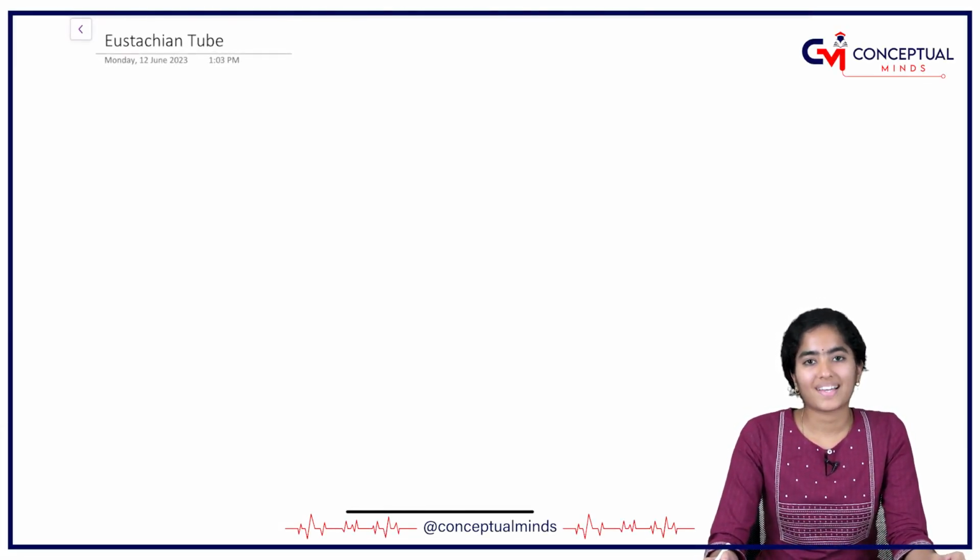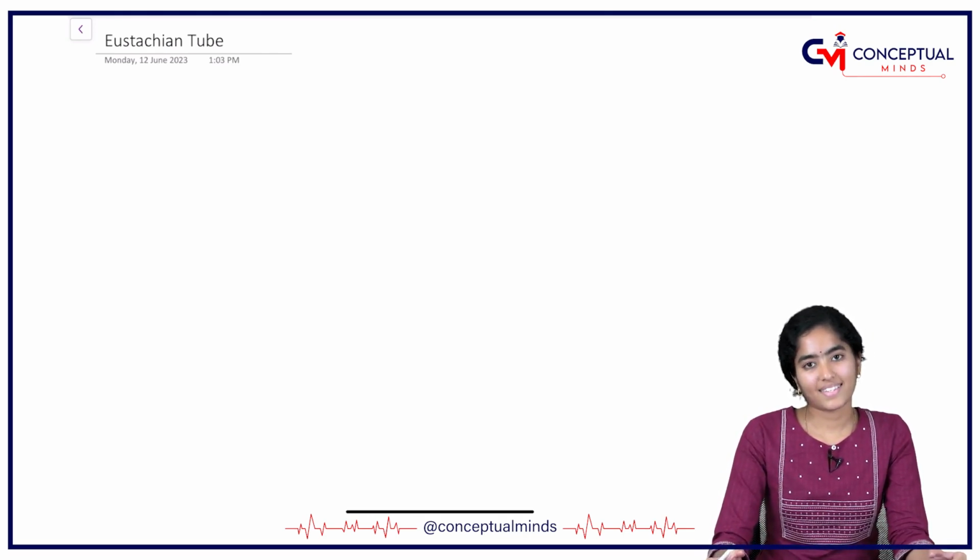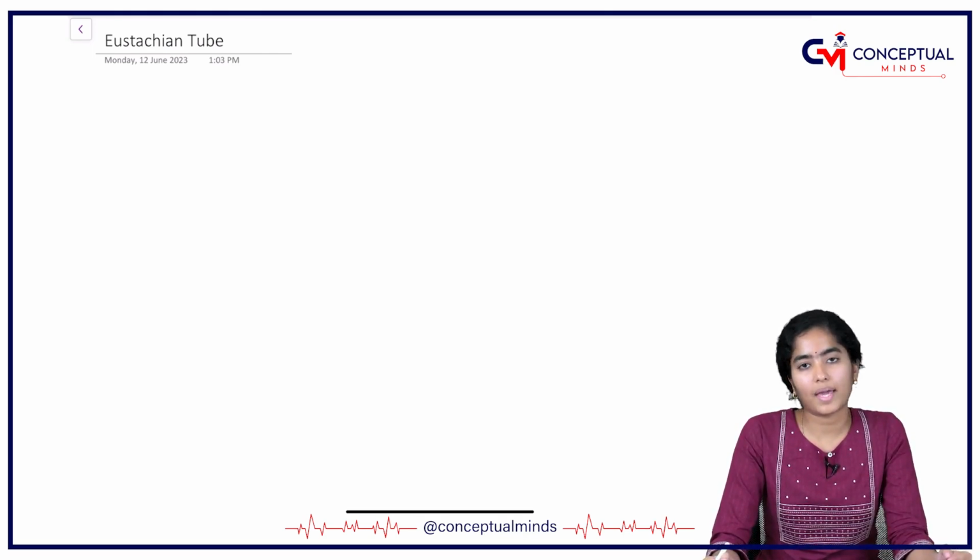It is also known as the auditory tube or pharyngotympanic tube. It connects the middle ear with the nasopharynx. This small 36 mm long tube is of utmost importance, and I can say it is one of the marvels of nature, as to how this tube functions and why it has to be present.